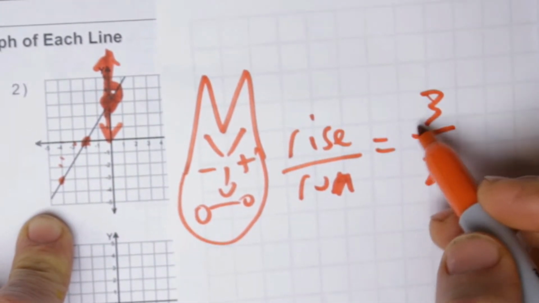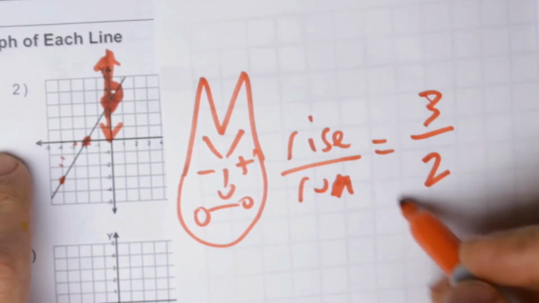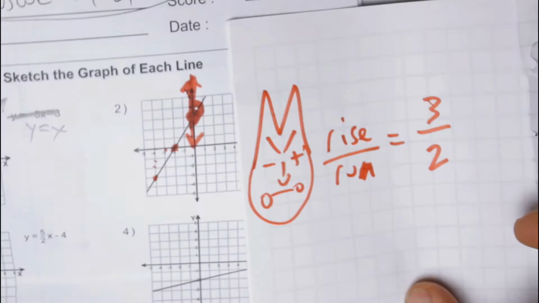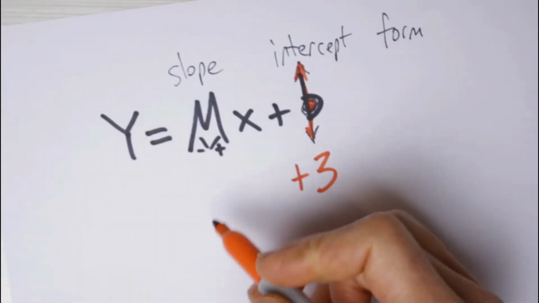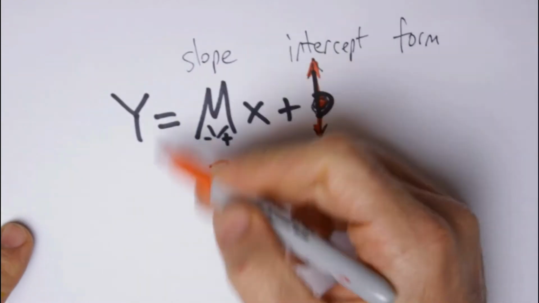We know it's positive, so we don't even have to worry about negative signs and whether we went up or down or left and right. You don't have to worry about that. It's 3 over 2 is our slope. That's the m. So this is going to go on our m here. 3 over 2. Okay, so we got our slope and our y-intercept.